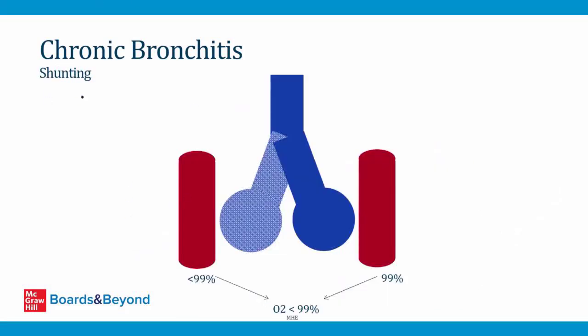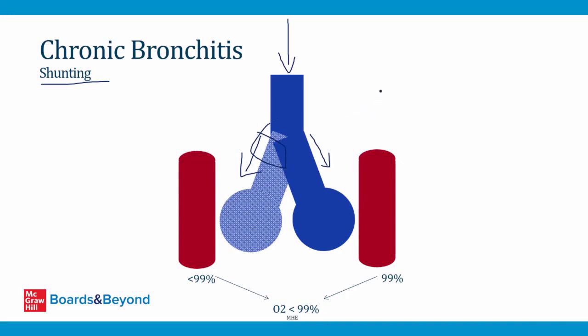Another thing that can happen in chronic bronchitis is shunting. I talk about shunting in a lot of detail in the video on hypoxemia, but just to review it here, let's imagine that you have air coming into the lungs here, and some of it goes over here to this healthy alveolus, but some of it goes over here towards this alveolus, and it can't get in because there's a mucus plug right here obstructing the flow of air into the alveolus.